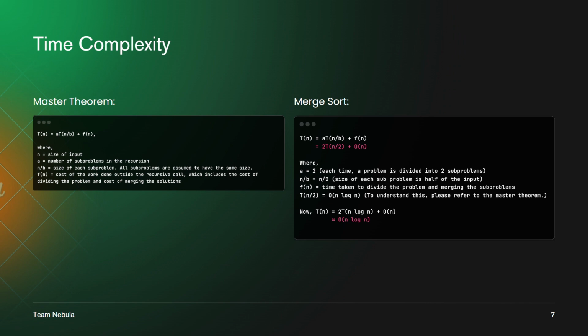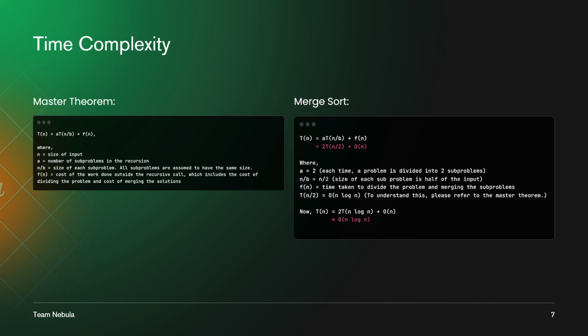Time complexity. The complexity of the divide and conquer algorithm is calculated using the master theorem. Example. For a merge sort, the equation can be written as this: the time function T(n) equals a times T(n/b) plus f(n), which is equivalent to 2 times T(n/2) plus O(n).